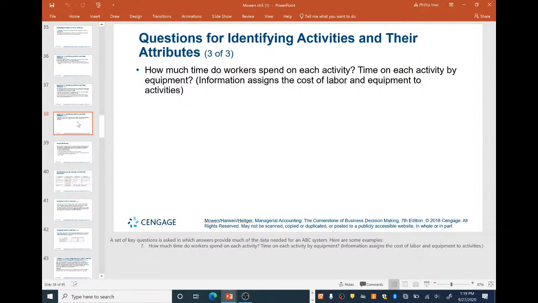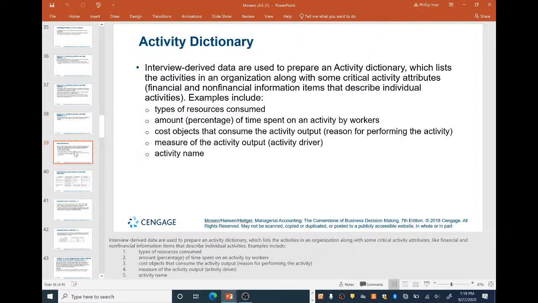How much time do workers spend on each activity? So obviously time is of the essence in anything that you're doing. Time on each activity could be time on equipment, time on a certain segment of that assembly line. So this information assigns the cost of labor and equipment to activities. And so we can see there are some good examples of questions that you would ask these managers in these manufacturing companies when trying to pull data about these activity drivers and the work and labor and the materials that go into each of these activities.